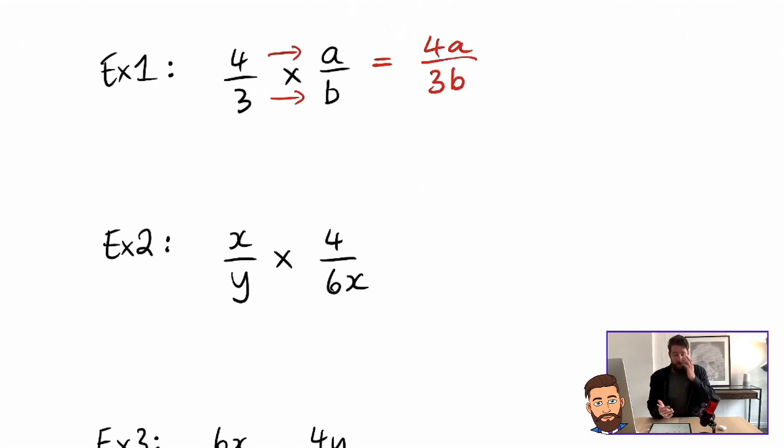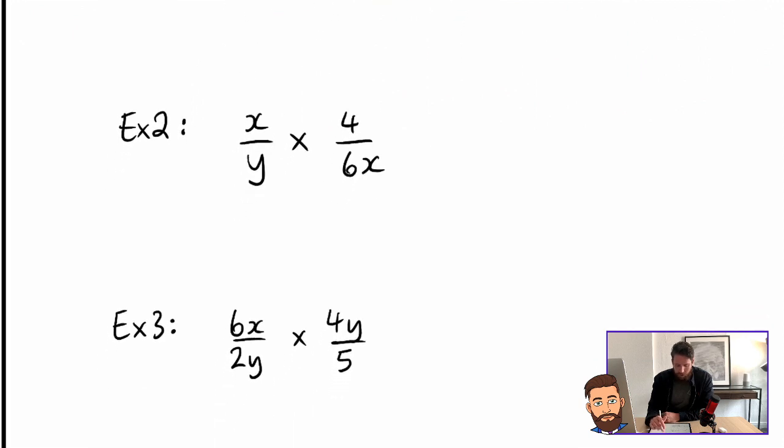Again, that relies on you knowing that 4 times a can be written as 4a, which hopefully you do. And that's it, there's no simplifying here. 4 and 3 can't be simplified. A and b are not the same term, it's not the same base, so you can't start cancelling that down. So our final answer to that is simply 4a over 3b. Example 2.